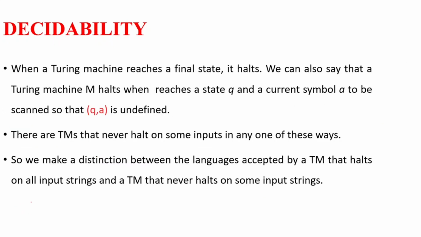Now let us look into the concept of decidability. The term decidability is associated with the Turing machine, and it is nothing but the ability of the Turing machine to halt on a given input string that has been fed to it. So if it is able to halt, then the Turing machine is decidable. If it is not, then the Turing machine is not decidable. We have already seen how the Turing machine works. We feed the input to the Turing machine, and it should be able to say yes or no, whether the input string belongs to the language or not.